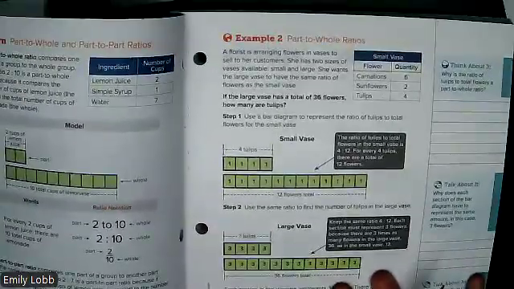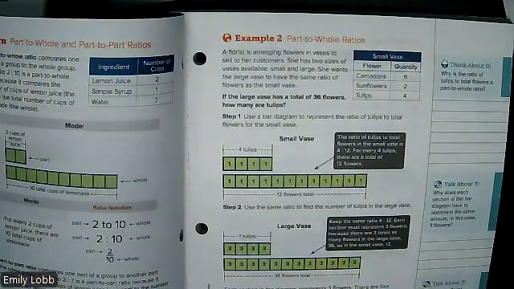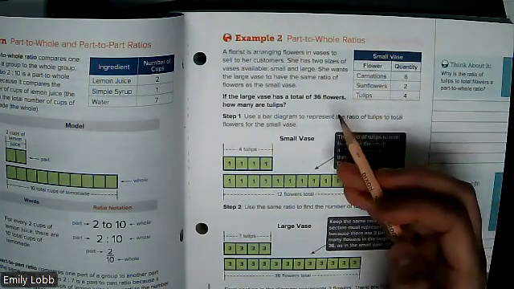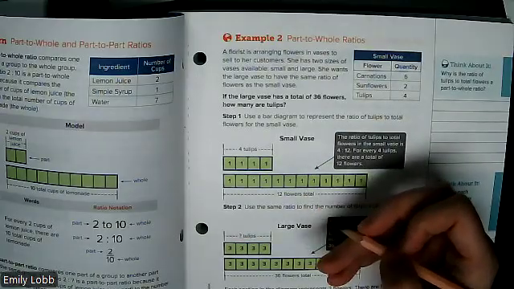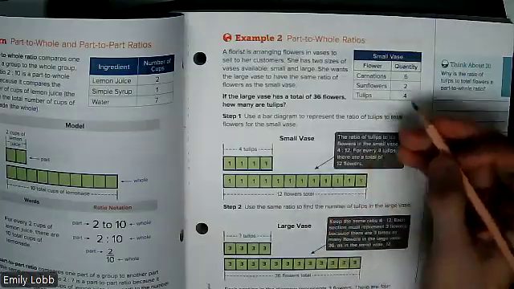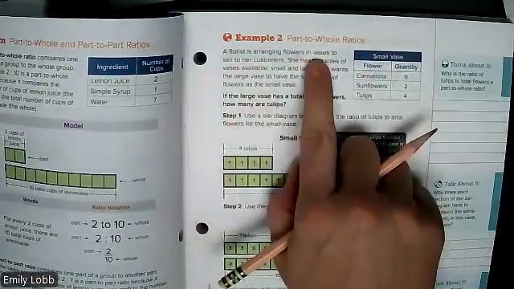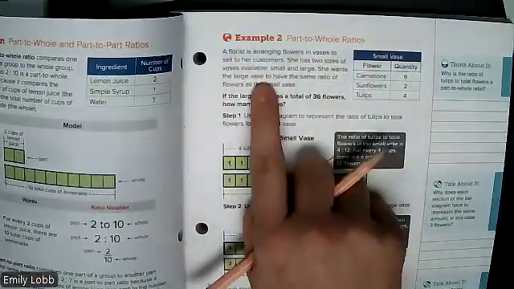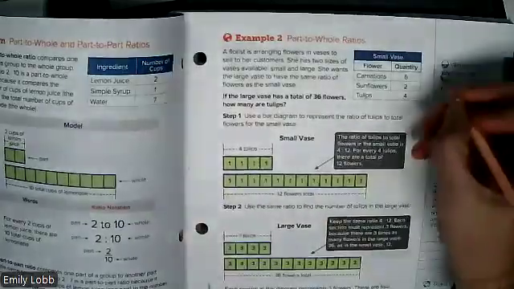So let's look at example 2. I think you'll like this. This is what we've been doing with our tables already. If we're maintaining these ratios, whatever we do to one, we have to do to the other, right? So here is the small vase quantity. A florist is arranging flowers in vases. She has 2 sizes, small and large. She wants the large vase to have the same ratio.